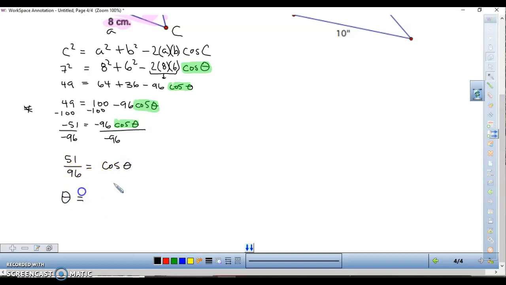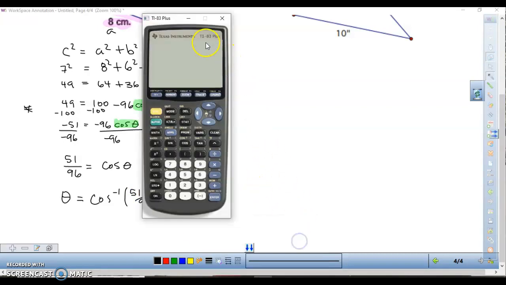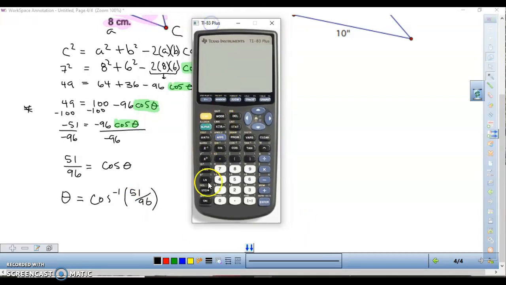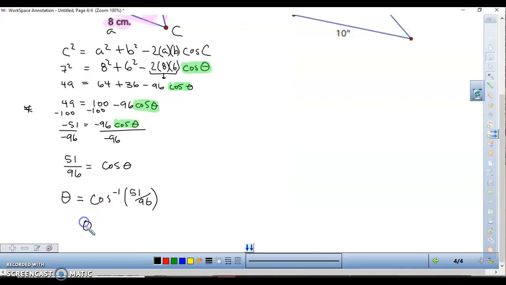So now, to solve for an angle, I'm just going to punch that in my calculator like this. So here we go. Pull out the old calculator, and I get second cosine, and then inside of that parenthesis, I'm just going to put that fraction. Second cosine 51 over 96 gives me around 58 degrees. So theta is approximately 58 degrees. All right, let's just do one more of those. Make sure everyone's on the same page, all right?